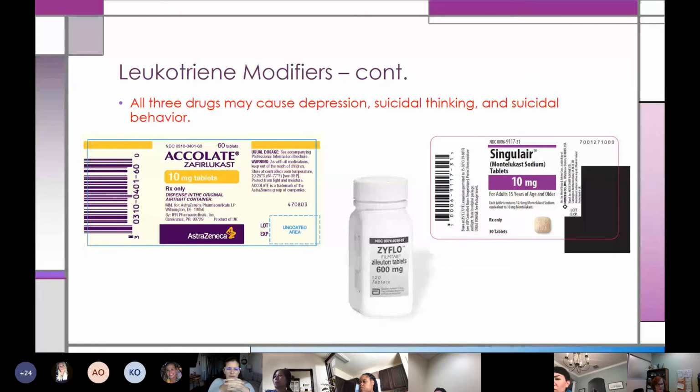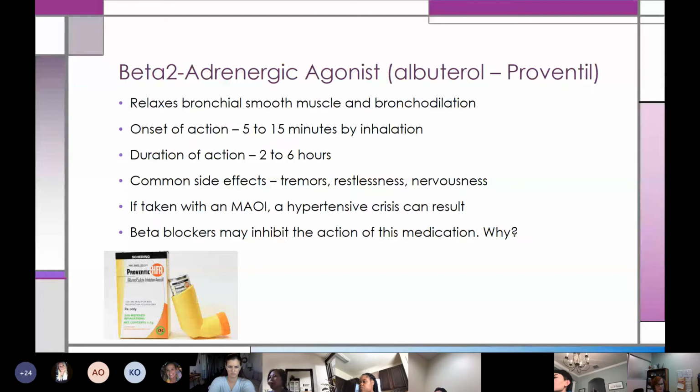What's the action? Go ahead. Specifically works on lungs by dilating the passages. Yes. It can inhibit. It can be a problem for taking a beta blocker at the same time. So just got to keep those things in mind. All right. So albuterol, very common drug. Unfortunately, these are the side effects: tremors, and it just makes them nervous and restless, but it works.